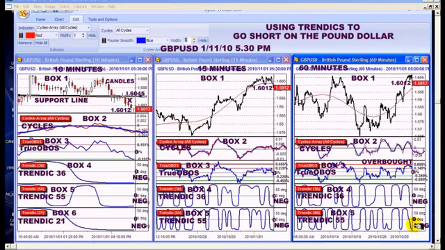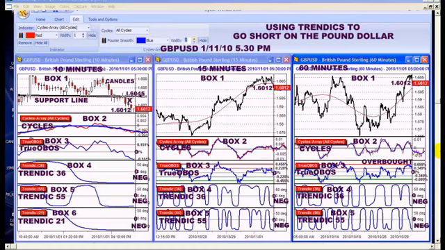So as all 3 periods show the trendings with the same signal, the signal is to go short, providing the cycles and the true OBOS indicators are not going against the direction of the trendings. So let's have a look at the cycles and the overbought oversold indicator.